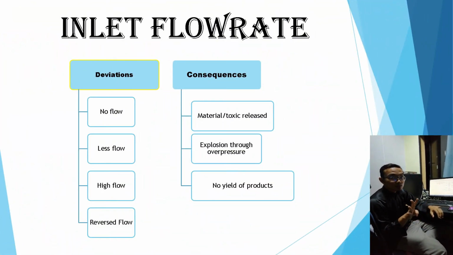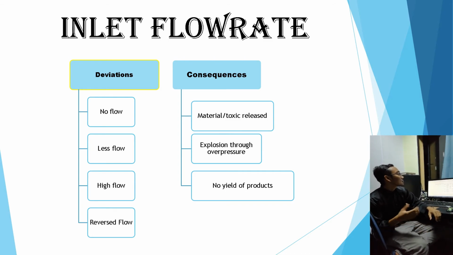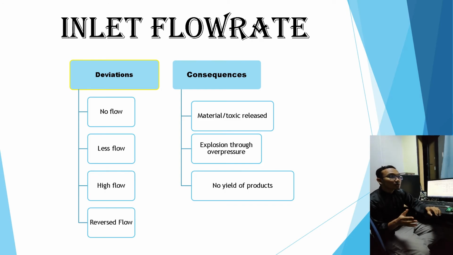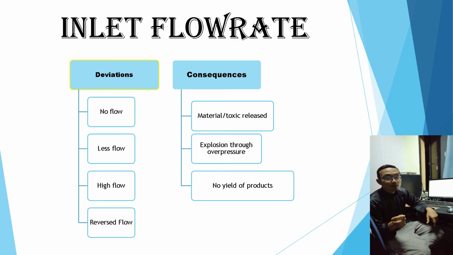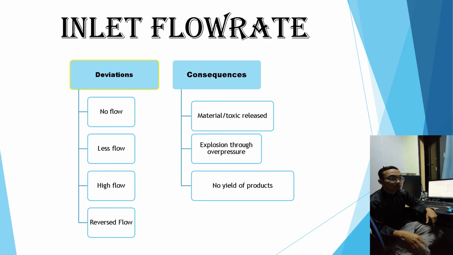For the inlet flow rate, there are 4 deviations that might occur, which are no flow, flow is increasing, flow is decreasing, and also reverse flow. So these are the deviations that might occur for the inlet flow rate. In case of no flow, we can assume that there might be a block, or maybe a puncture in the inlet flow pipe, which made the flow not enter the reactor. So this means that there is a release of toxic.